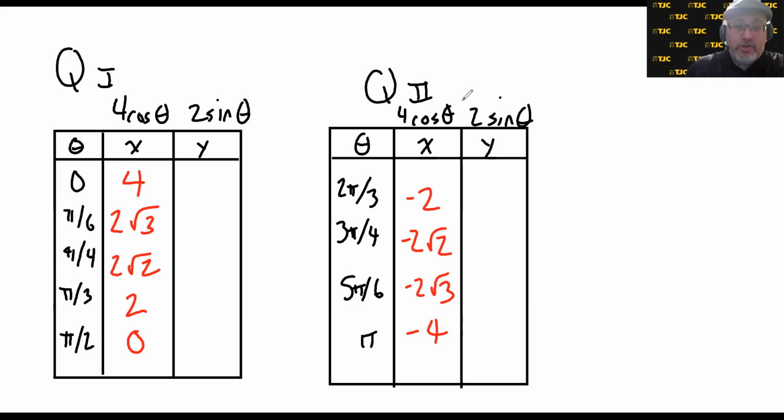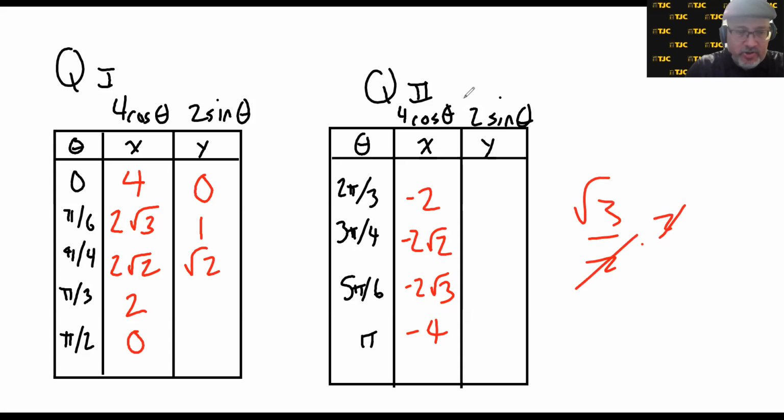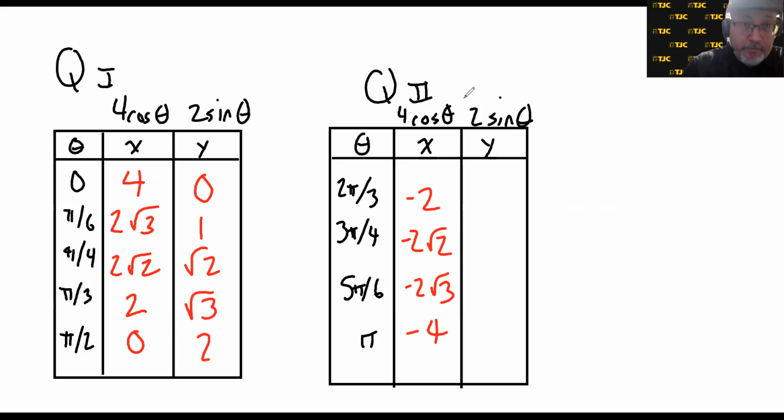Now for the y, we're doing 2 sine of theta. Sine of 0 is 0. 2 times 0 is 0. Sine of pi over 6 is a half. 2 times a half is 1. Sine of pi over 4 is the square root of 2 over 2. The square root of 2 over 2 times 2 is just the square root of 2. And sine of pi over 3 is square root of 3 over 2. Square root of 3 over 2 times 2 is just the square root of 3. Oh, and sine of pi over 2 is 1. 2 times 1 is 2.